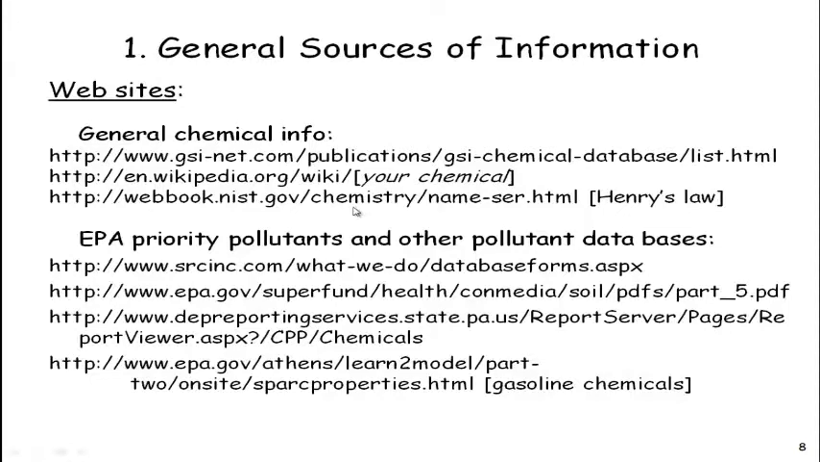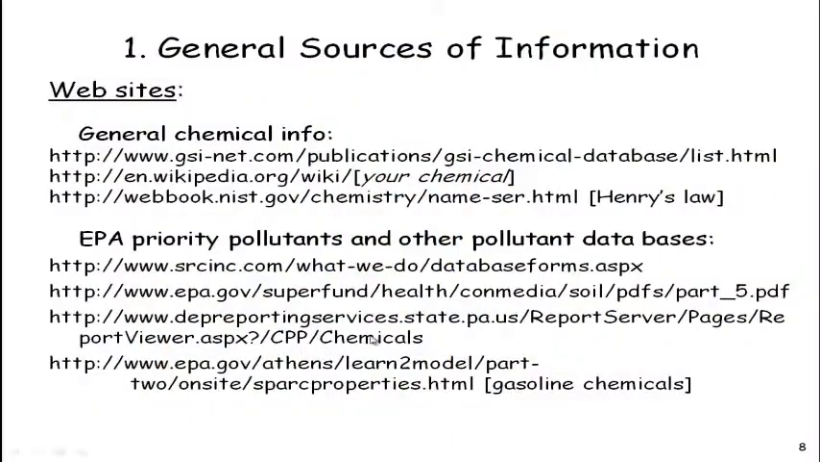Web pages, of course, are a very useful source of information. A number of web pages cover chemical information, especially environmental properties. A number of other web pages focus on US EPA priority pollutants. Since priority pollutants will be the main subject of this course, these pages are quite useful then as well.